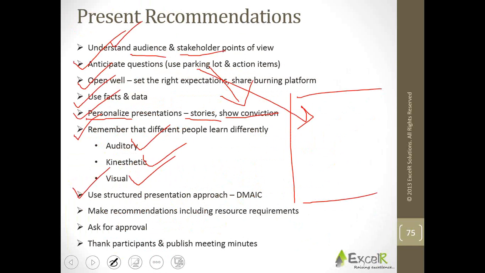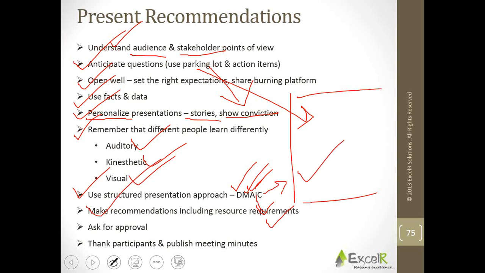Use a structured presentation approach in the form of Define. This is the problem that I've defined. Measure. This is the current performance. Analyze. These are the various inputs I believe are going to impact your output. Improve. I have tried to improve your inputs. And then we are together trying to control the improvement that we have brought in.